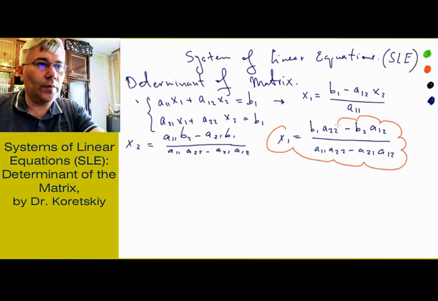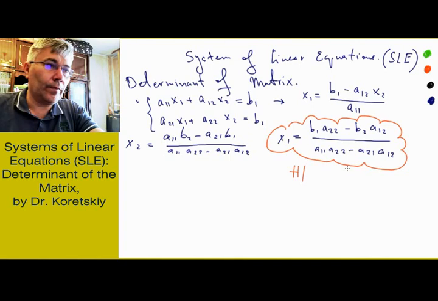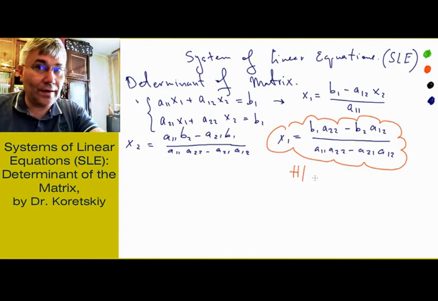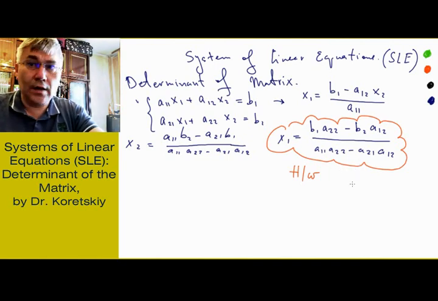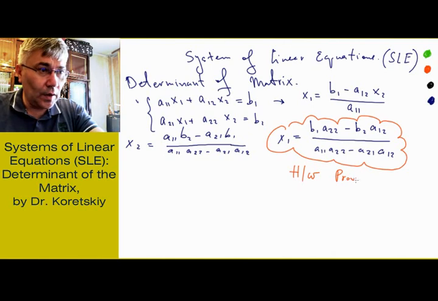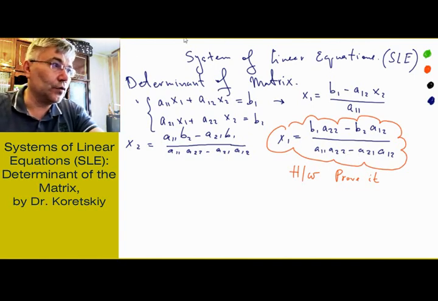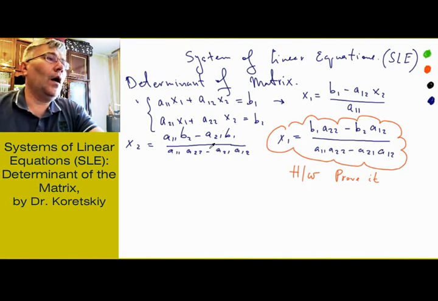You have to complete this home assignment, one of the works. Don't think that it is the only work to get the excellent grade. Prove it. So infer that x1 is really equal to this quotient of two expressions. x1 and x2 have the same denominator.